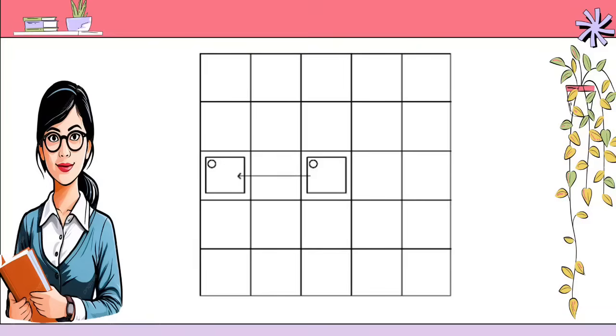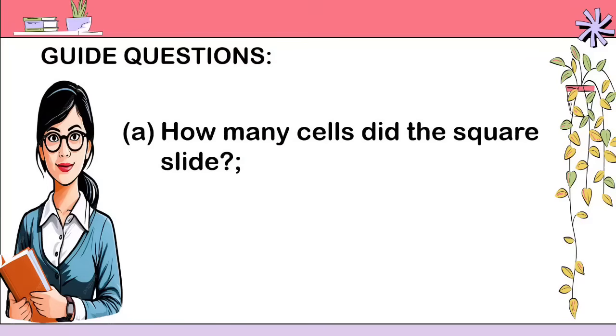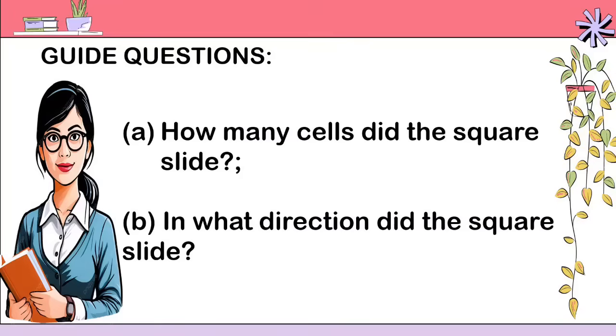Now, students, observe the movement of the square cutout. Now let us answer the following. How many cells did the square slide? In what direction did the square slide?